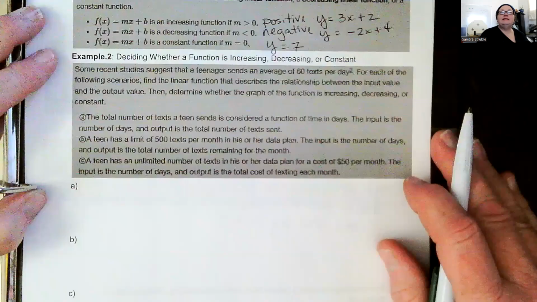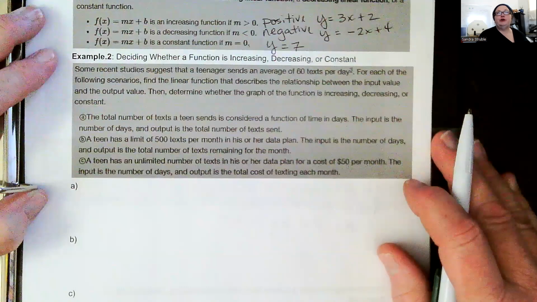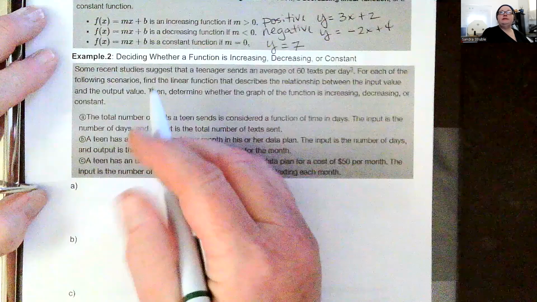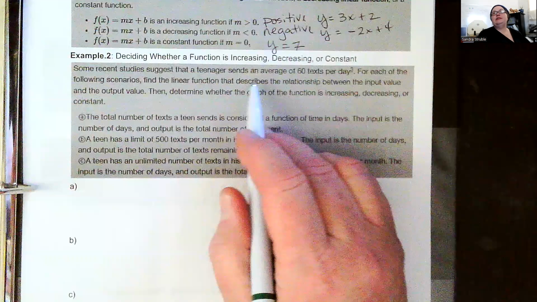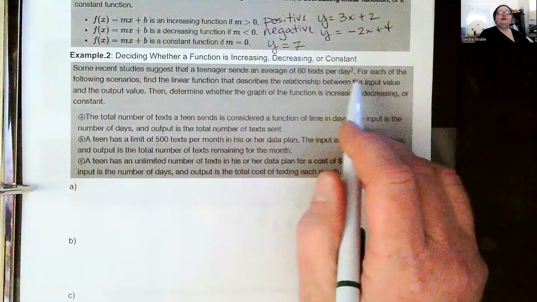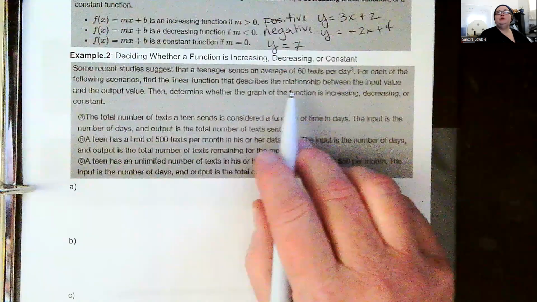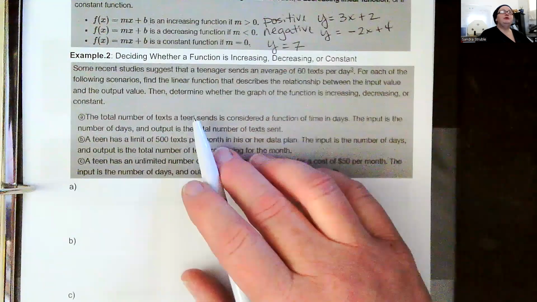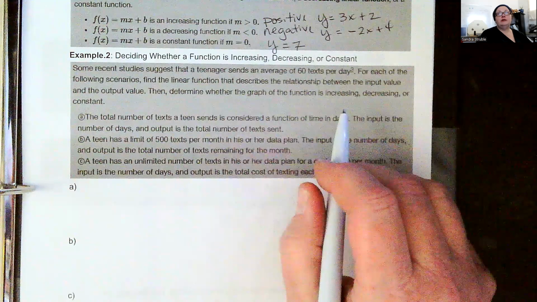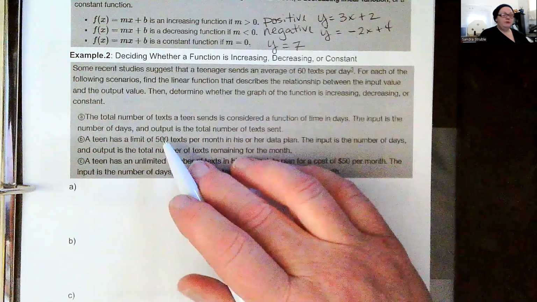All right, deciding whether a function is increasing, decreasing, or constant. Some recent studies suggest that a teenager sends an average of 60 texts per day. For each of the following scenarios, find the linear function that describes the relationship between the input value and the output value. Then determine whether the graph is a function of increasing, decreasing, or constant. So we're going to start with the first one.